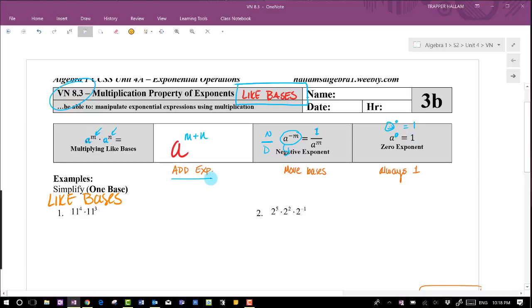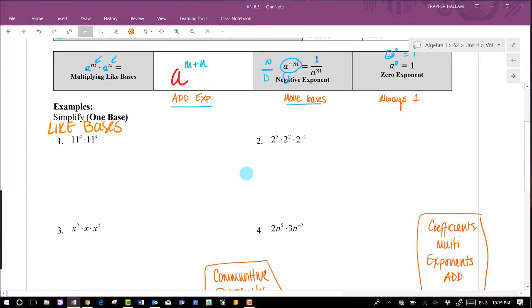So here's a short remembering of how these work. If you have like bases, you're going to go ahead and add exponents when they're being multiplied. If there's a negative, you're going to move the base, whatever position it's in, you're going to switch it. And then always, any base raised to a 0 power will become 1. So let's use those properties, specifically combining like bases and adding exponents, is what we're going to do here.